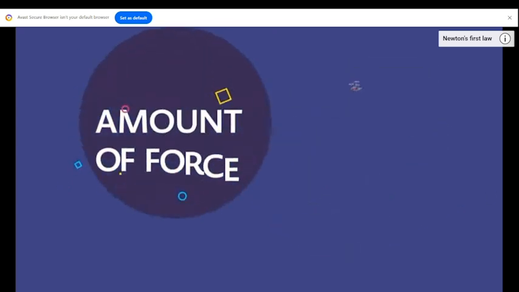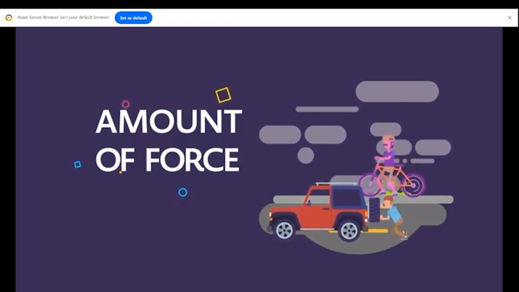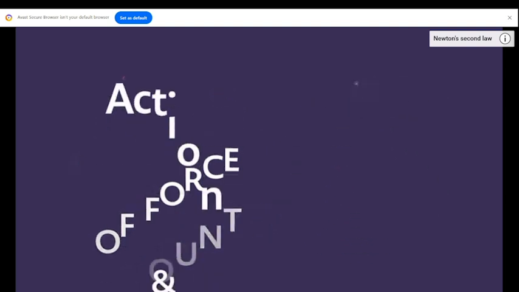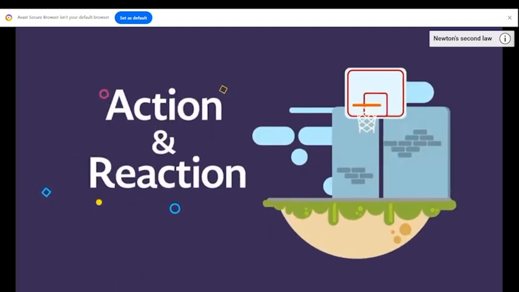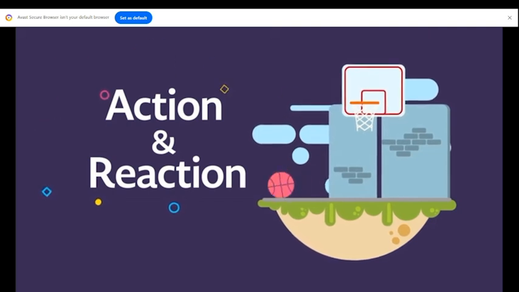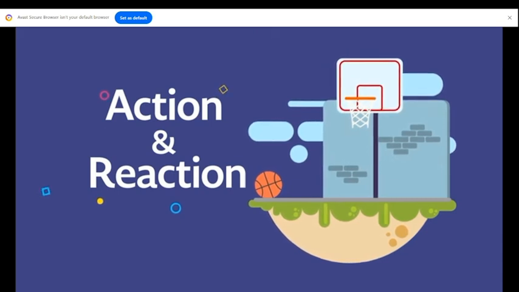The second law is used to explain why it takes less force to make a bike move forward than something that's heavier, like a car. And the third law of action and reaction happens when you throw a ball against a wall and it bounces. Every action, no matter how small or simple, has a reaction.